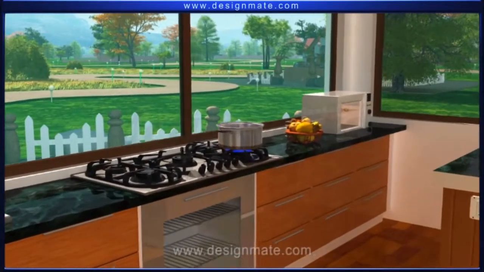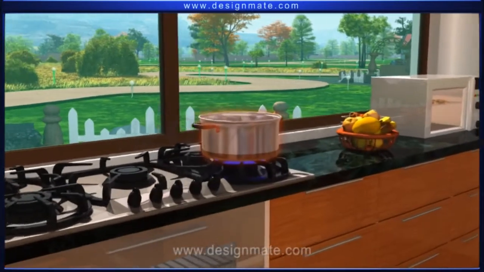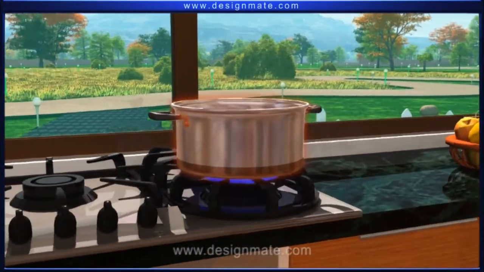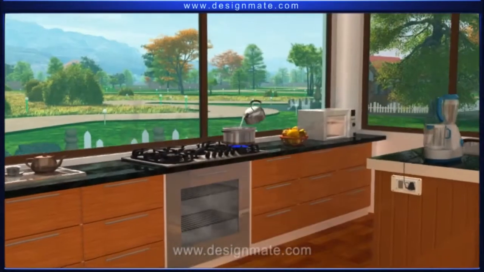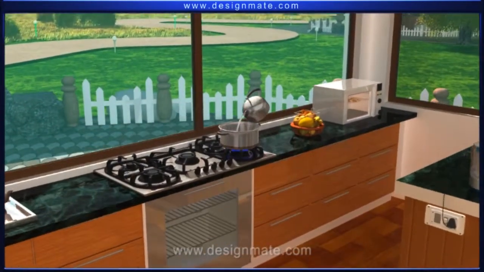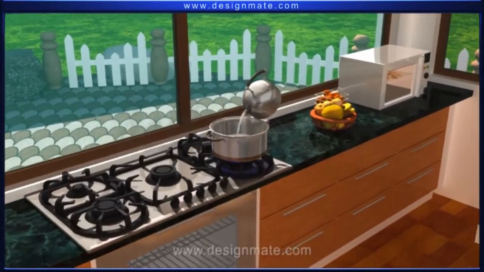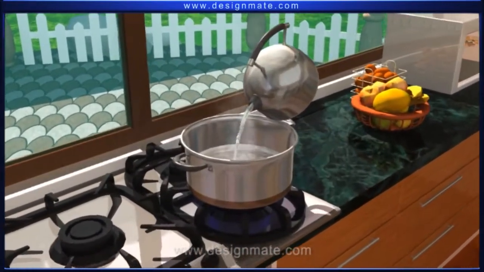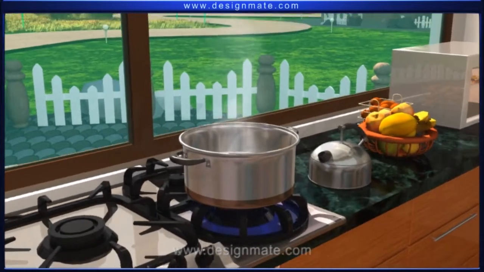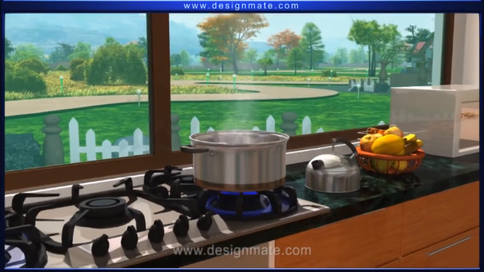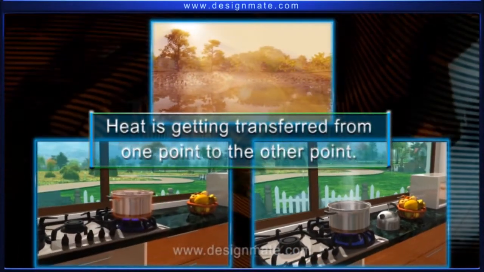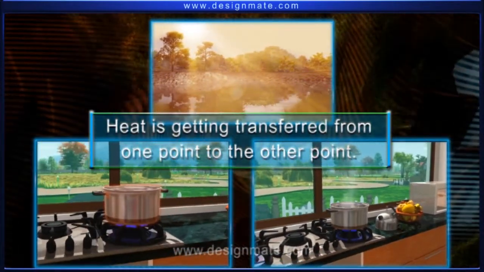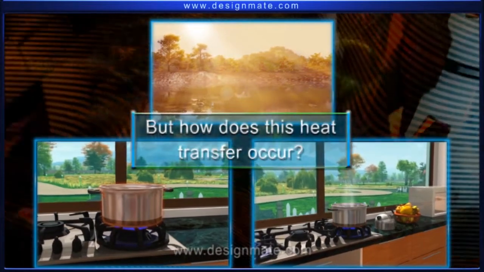A vessel kept on a burner gets heated on the top even though the flame is at the bottom of the vessel. Now, if we pour some water into this vessel, then the entire amount of water gets heated, in spite of the flame being at the bottom of the vessel. In all three instances, heat is getting transferred from one point to the other point. But how does this heat transfer occur?